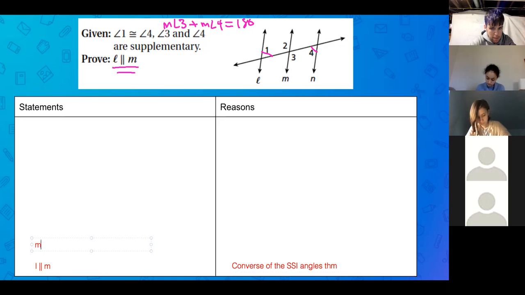So that's going to be that the measure of angle 1 plus the measure of angle 2 is equal to 180, right? That's what we need to show to state this, or at least that's one of the things we would need to show to state this. And our given was a few things. Angle 1 is congruent to angle 4, and angle 3 and angle 4 are supplementary.